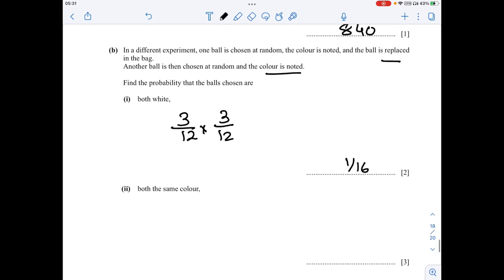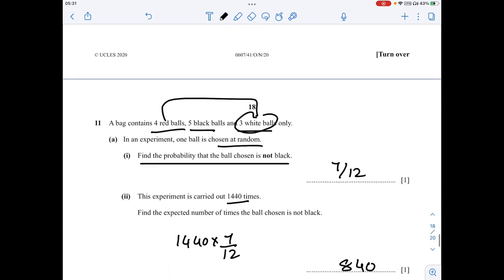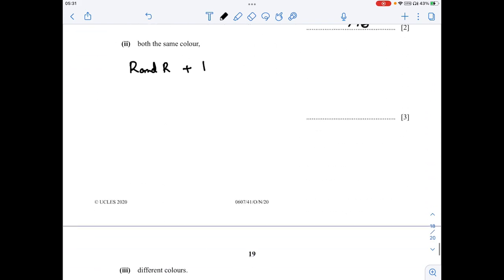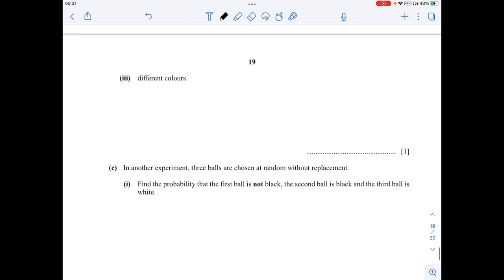Both are of same color. So it can be red and red, or black and black, or white and white. Red is nothing but what? 4 upon 12 and 4 upon 12. Black is nothing but what? 5 upon 12 and 5 upon 12. And white, just now we have done it, 3 upon 12 and 3 upon 12. Simplify that, it becomes 25 upon 72.